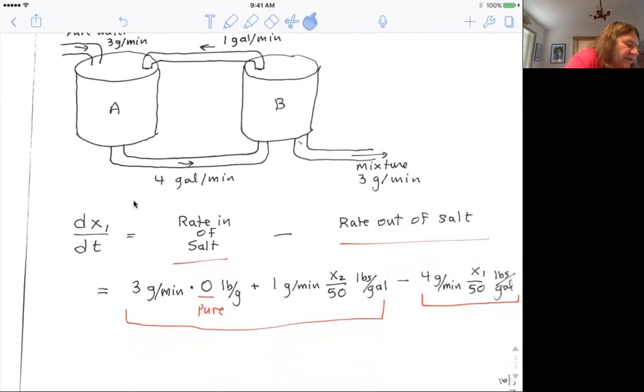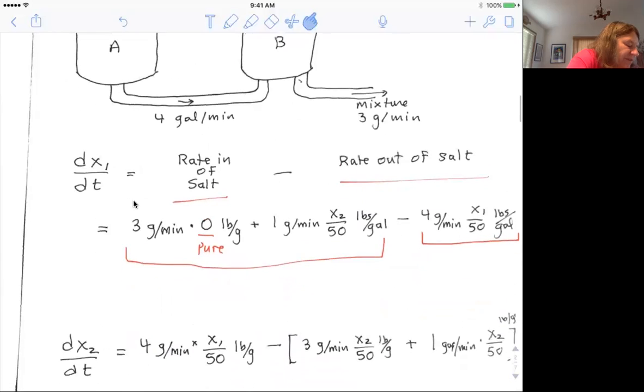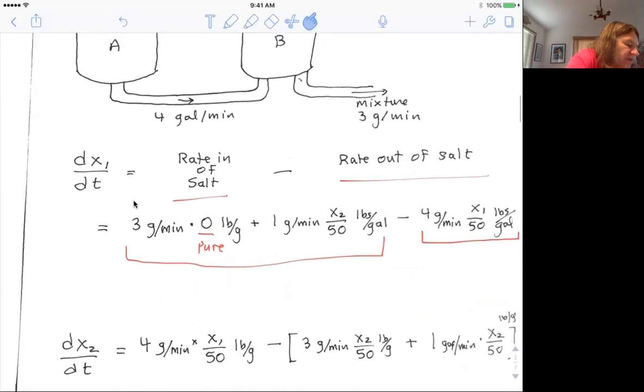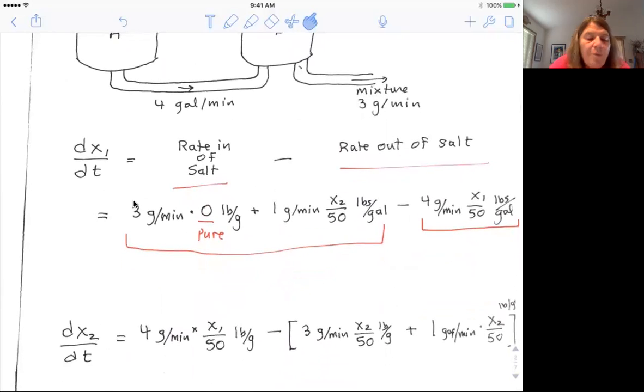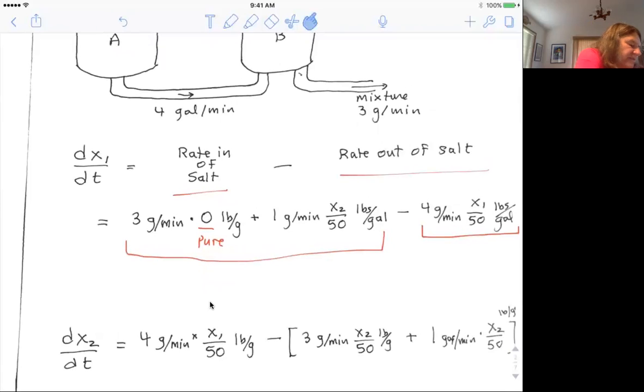Let's see if I can get it down here. It's going to get cut off. All right, so I'll scroll back and forth, guys. All right, tank B, again, it's rate salt in minus rate out.